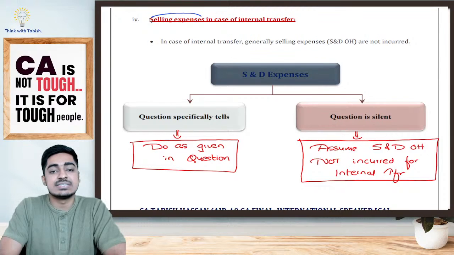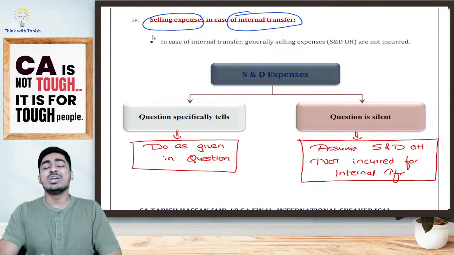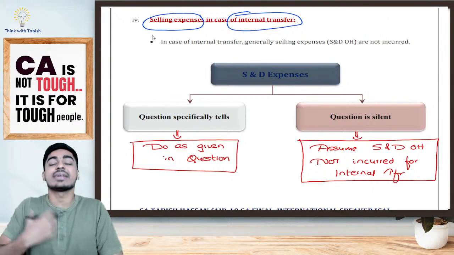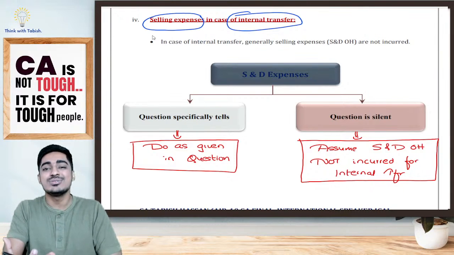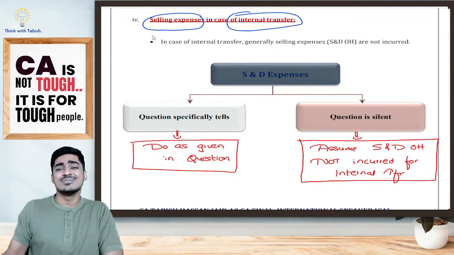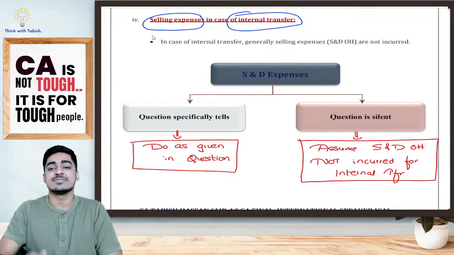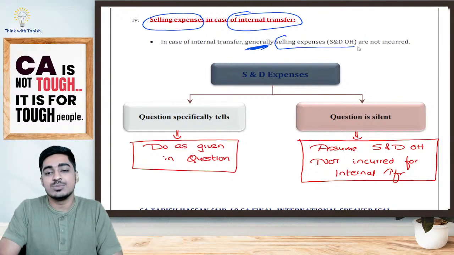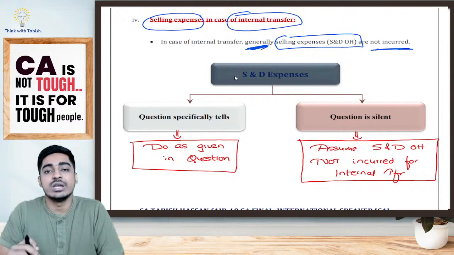Next, all these are the basic points. Selling expenses in case of internal transfer. Why do we incur selling and distribution expense? To sell the goods, to market the goods. In case of internal transfer, is there a need for marketing, students? These are internal divisions, so there is no need for marketing. In case of internal transfer, in most cases, selling and distribution expenses are not incurred. So if it is given in the question, we will not include it as cost.